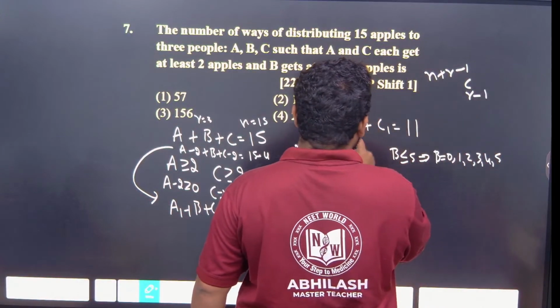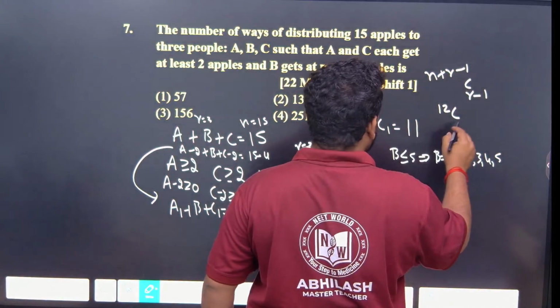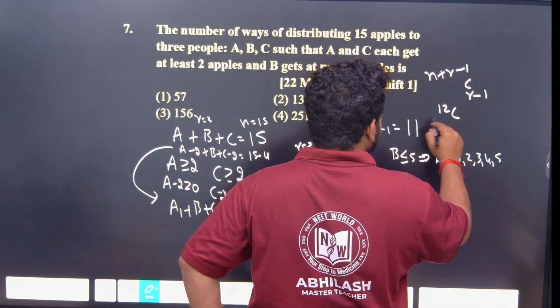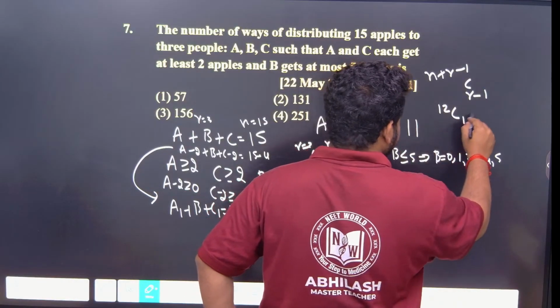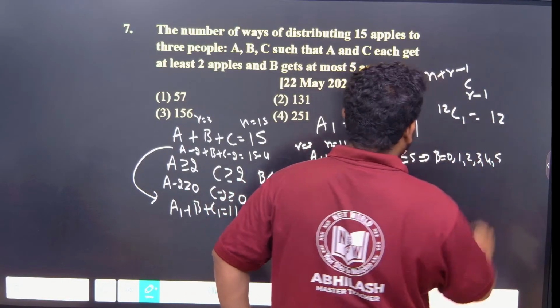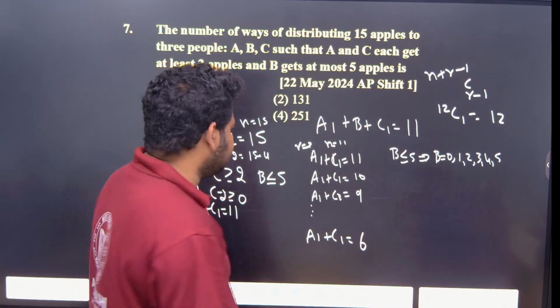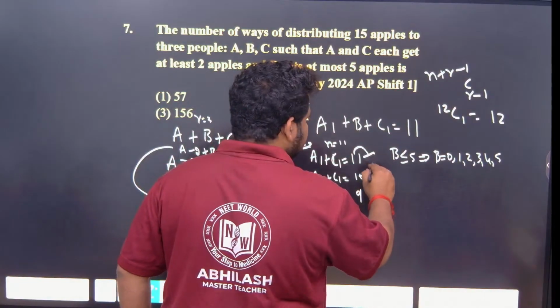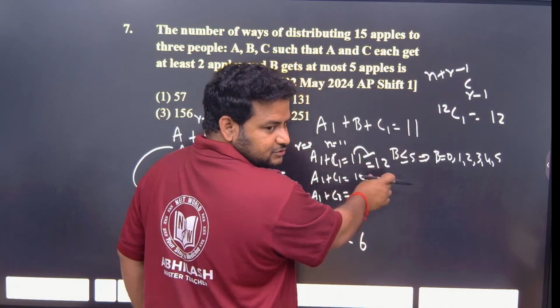N plus R is 13, and 13 minus 1 is 12. So 12C, R minus 1 is 2 minus 1, which is 12C1. 12C1 is 12 only. So if I apply the formula, this will give us 12.